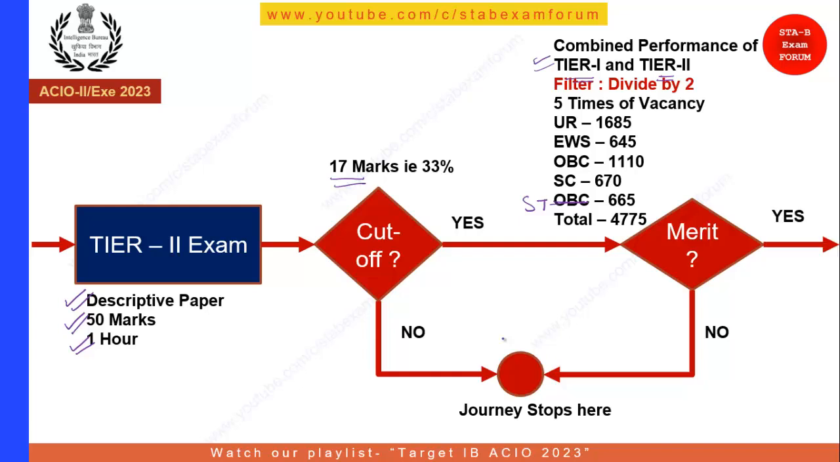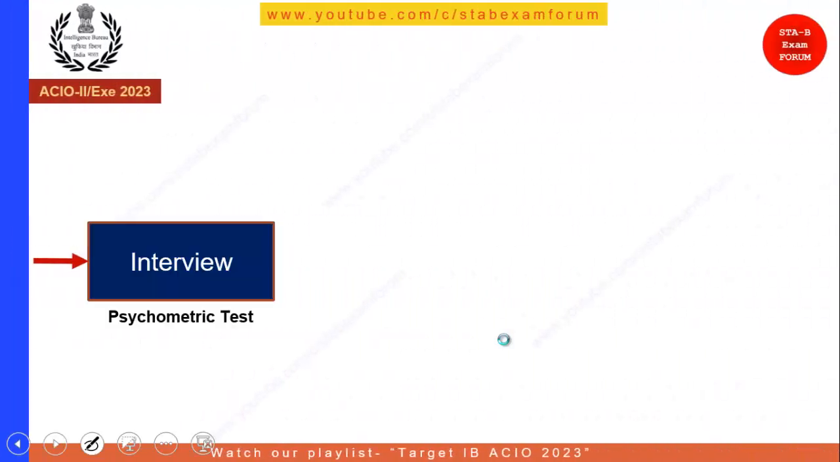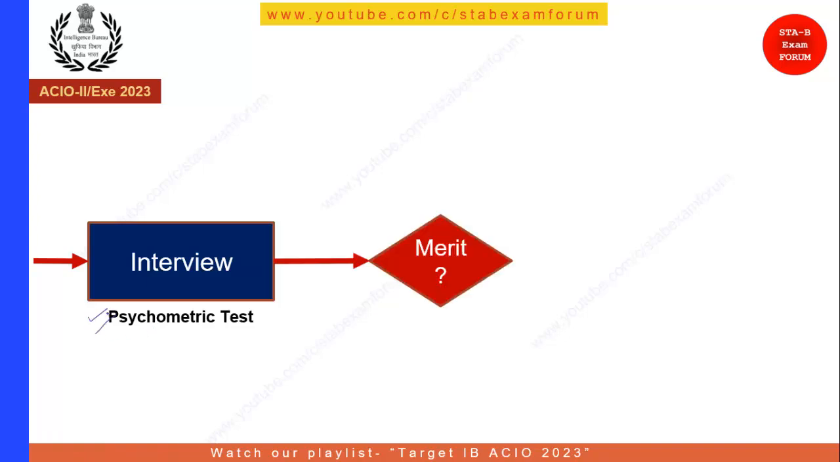And if they have cleared the merit as well, they will go for the interview. The interview includes a psychometric test as well. Again there will be a merit. So there are 3 merit processes, student. Just remember, it will be the combined performance of tier 1, tier 2 and tier 3. The ratio they have not given, how much they will consider.